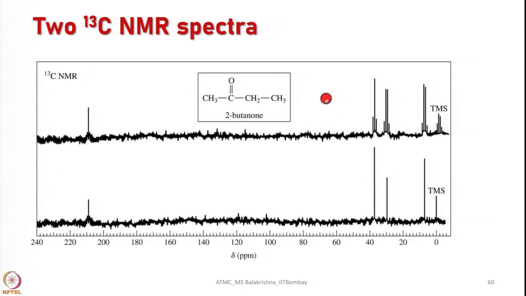But we do not want that information. Whatever information the protons give comes from 1H NMR, so we do not want to complicate 13C NMR. That is the reason we nullify the coupling due to hydrogen and call it decoupled. Decoupled 13C will be written as 13C with 1H in curly brackets, meaning 1H decoupled. Similarly, in the case of 31P we write 31P with 1H in brackets.